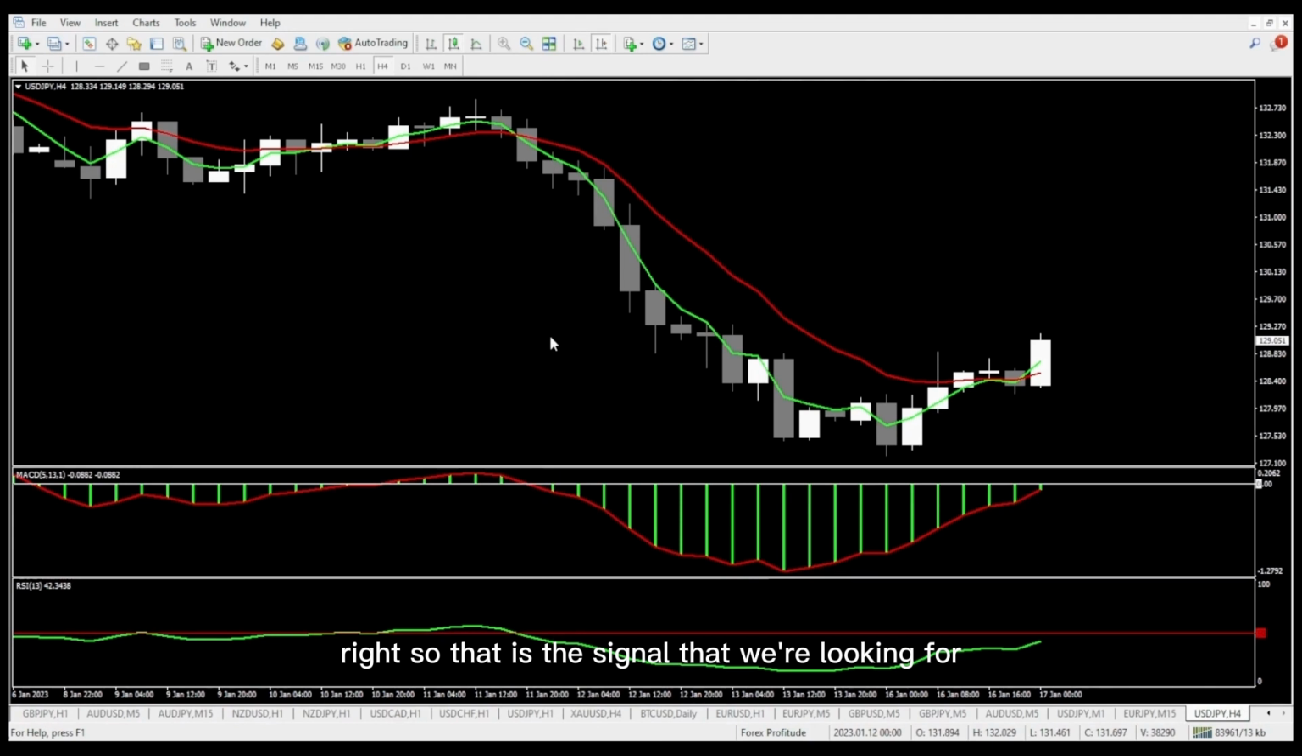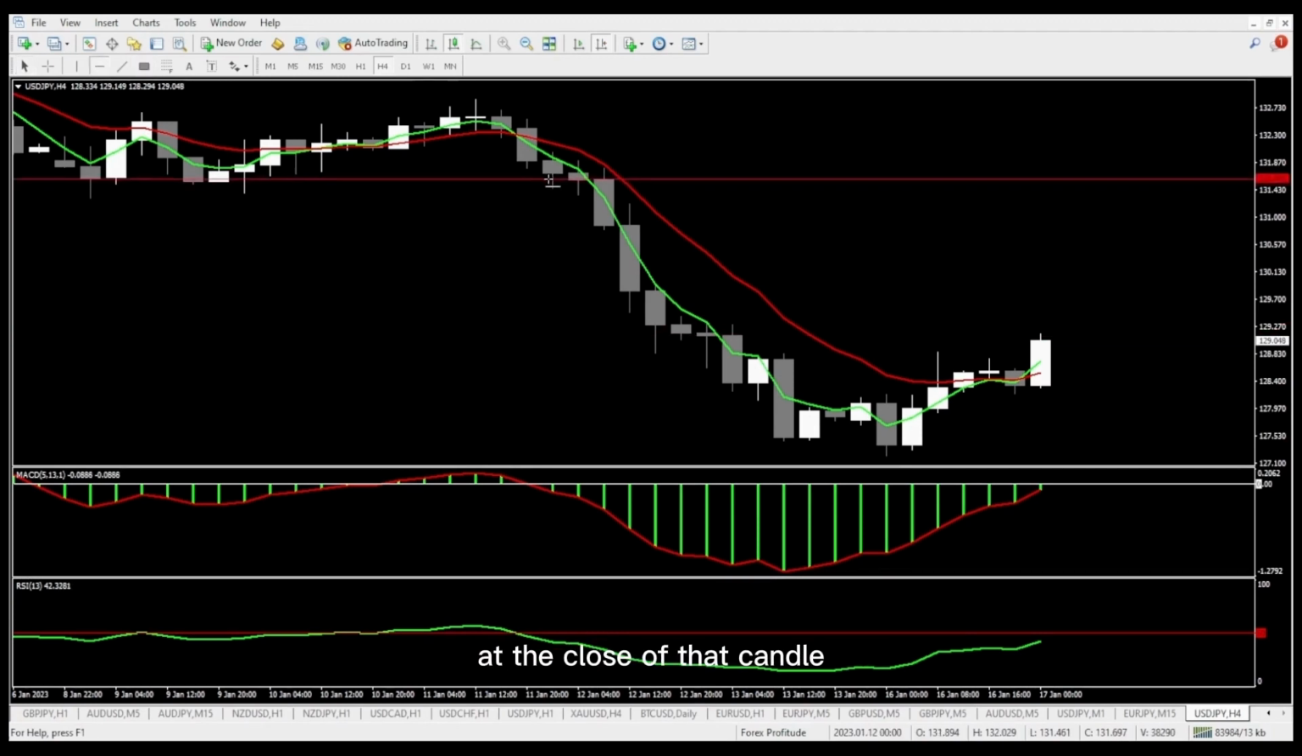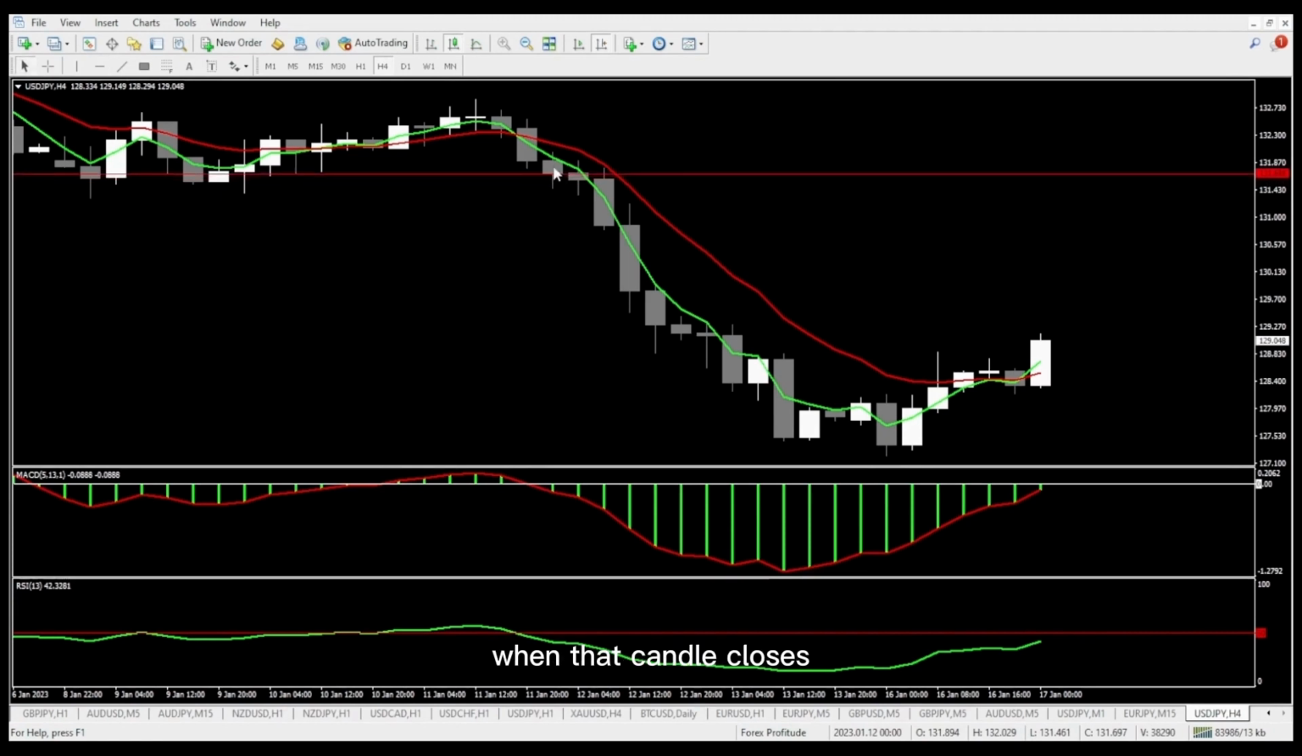Right, so that is the signal that we're looking for. We want to take a short position at this time. This is our signal to go short. So I am going to place a sell order at the close of that candle. When that candle closes, all of the criteria is met, and I am good for a short trade.